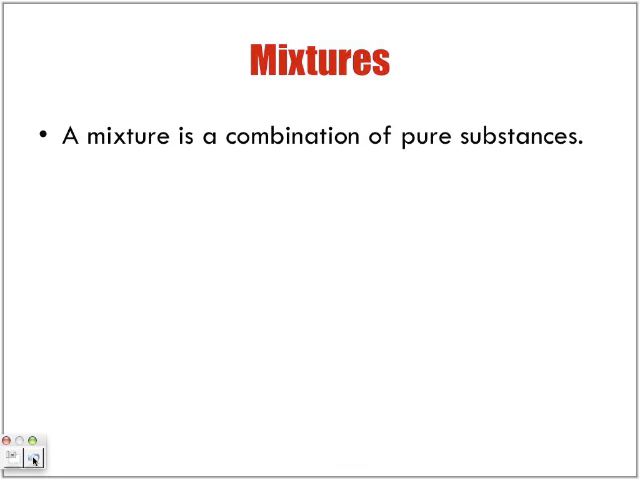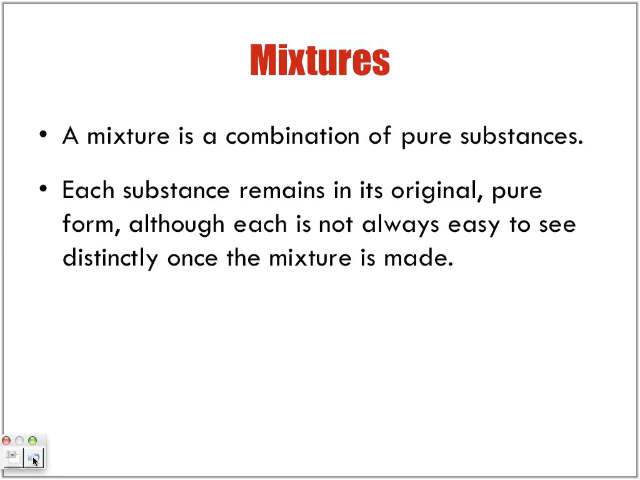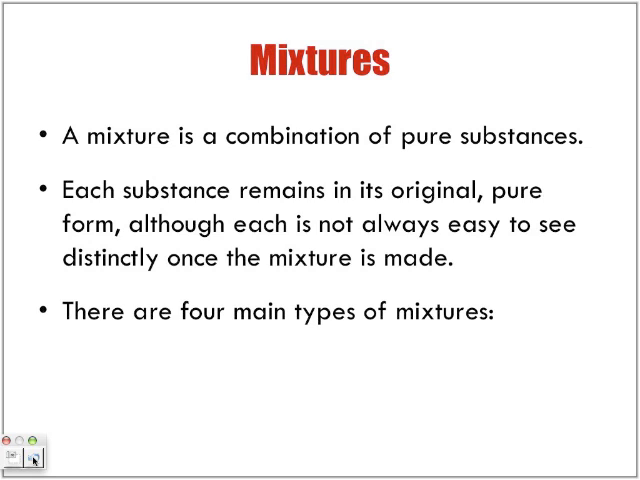So mixtures. A mixture is a combination of pure substances. Each substance remains in its original pure form, although it is not always easy to distinctly see each in the mixture once it's been made. Okay? So we can mix two things together. We can mix the salt, we can mix the water. Both are pure substances that we've mixed, and we've changed now the composition of our matter. So we've put one type of matter into another type of matter, allowed it to dissolve, and eventually we form our own distinct mixture.